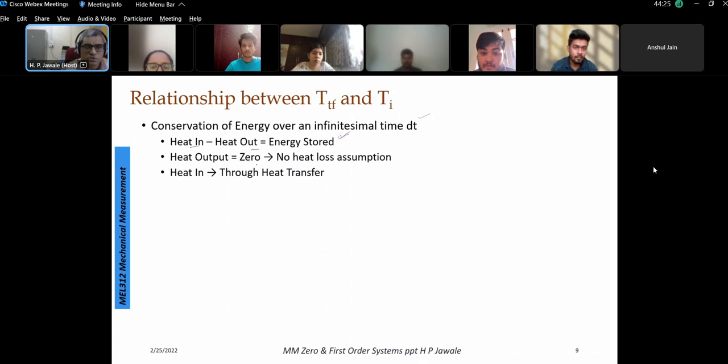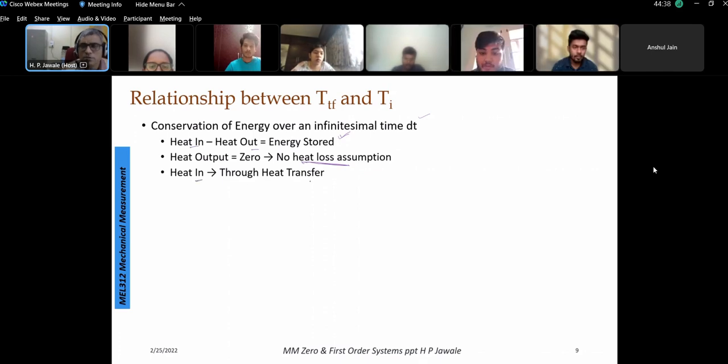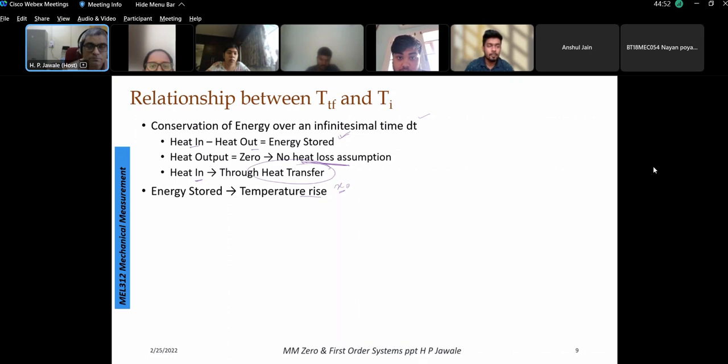So heat output will be 0, that is assumed. There is no heat loss. All the heat that is present will be represented truly in the display of the particular device. Heat input is nothing but the one that is going inside the bulb through heat transfer. The energy stored is nothing but the temperature rise of the bulb, right?